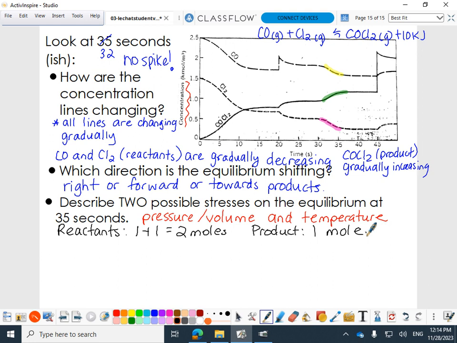We can count the number of moles, and now we need to decide, is it shifting to the side with less moles or more moles? So if the reactants have 2 and the products have 1, which side is less? Product side or reactant side? Products. So it is shifting to the side with less moles. So then you're going to go backwards. So the stress must be a decrease in volume. If it was shifting left to the side with more moles, you would say the stress must have been an increase in volume.